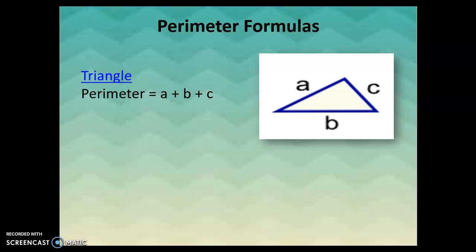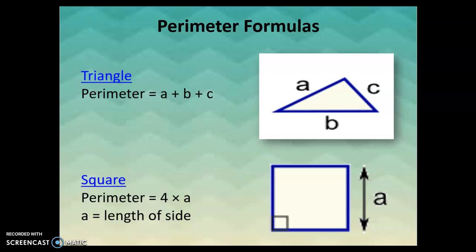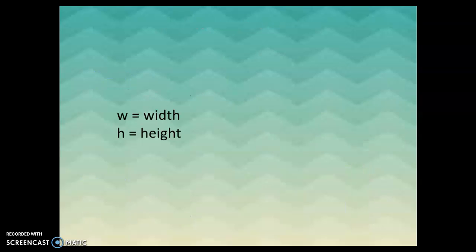When we're talking about a triangle, that means we're going to be adding 3 sides, a plus b plus c. When we're talking about a square, since a square is a regular polygon and all the sides are the same, we really just need to know one side, and then we can take 4 times that one side.